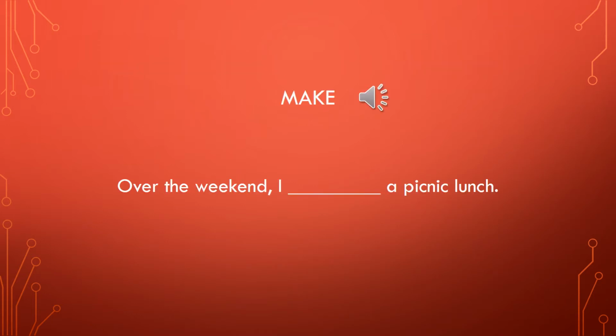The first verb I want you to change is make. Here's the sentence. Over the weekend, a blank picnic lunch. What form of make goes in that space? Made. Very good. The K at the end of make changes to a D to become made.